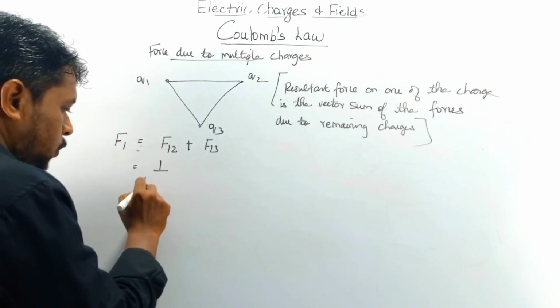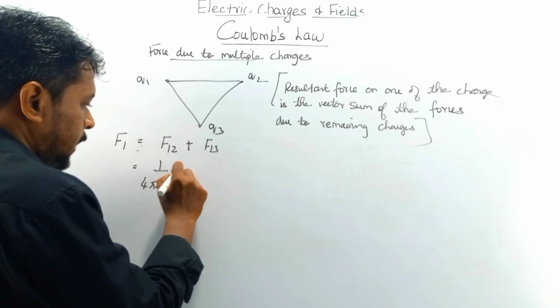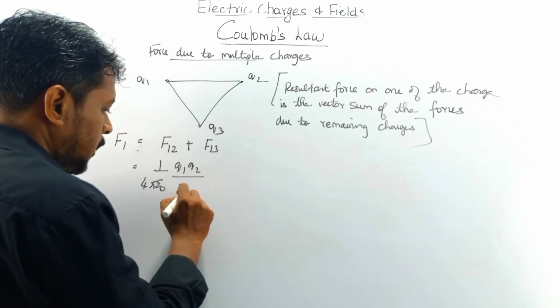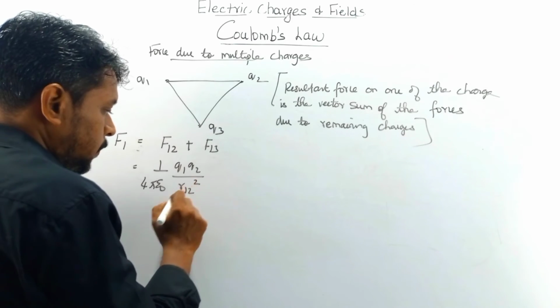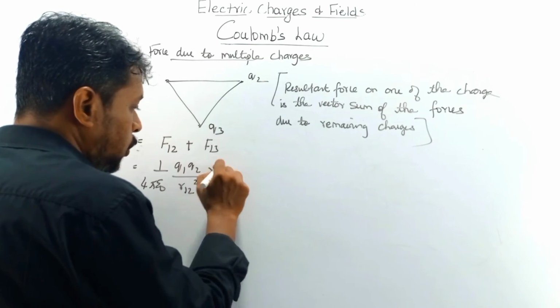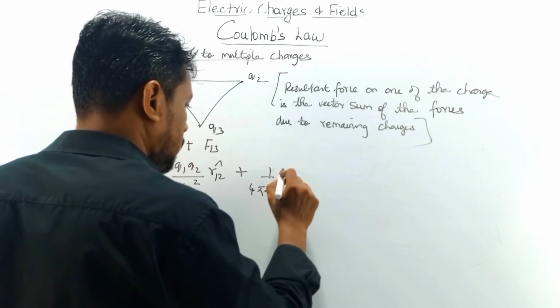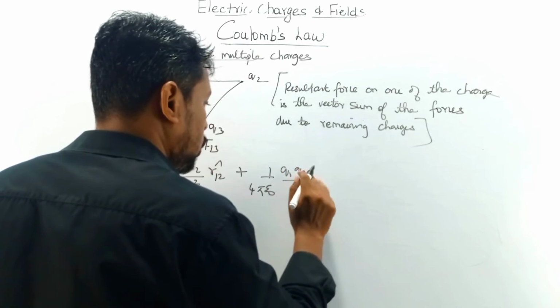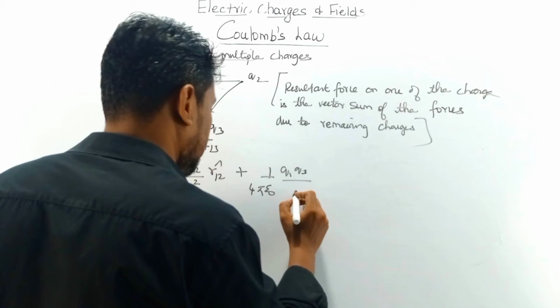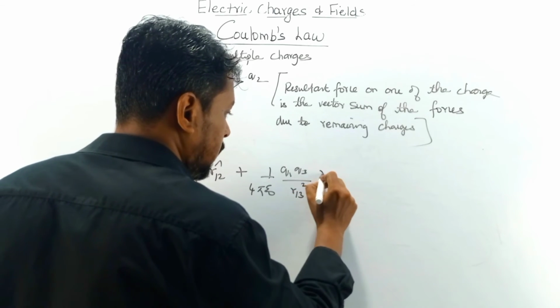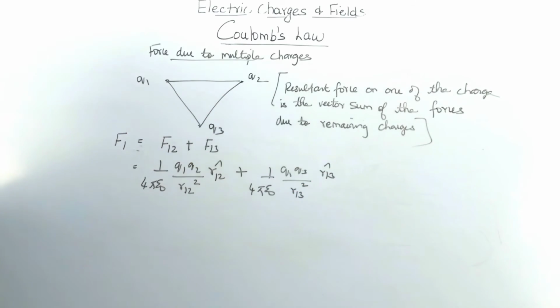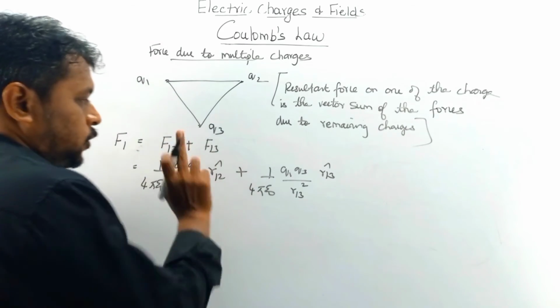That is, this could be written as 1 by 4 pi epsilon naught Q1 Q2 by R12 square, R12 unit vector, plus 1 by 4 pi epsilon naught Q1 Q3 by R13 square, R13 unit vector. So see here, the vector sum of the forces.